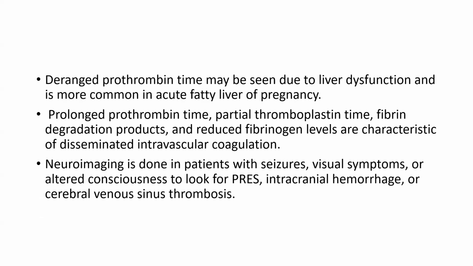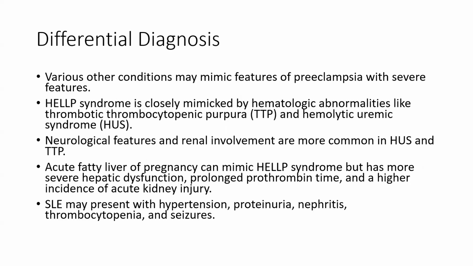Deranged prothrombin time may be seen due to liver dysfunction and is more common in acute fatty liver of pregnancy. Prolonged prothrombin time, partial thromboplastin time, fibrin degradation product, and reduced fibrinogen level are characteristic of disseminated intravascular coagulation. Neuroimaging is done in patients with seizure, visual symptom, and altered consciousness to look for PRES, intracranial hemorrhage, and cerebral venous sinus thrombosis. Now about differential diagnosis, various other conditions may mimic features of preeclampsia with severe features.